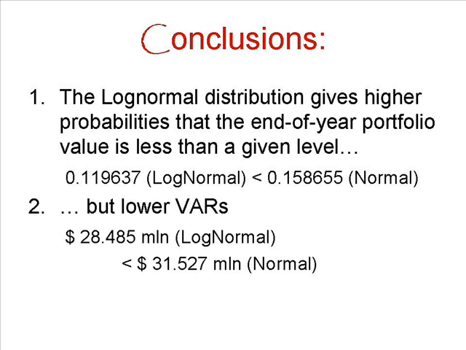I can draw two conclusions. The first one is that the log-normal distribution gives higher probabilities that the end-of-year portfolio value is less than a given level. And in fact, if you compare the two values, you can see that the value obtained under a log-normal distribution is lower. But also, I obtain lower value at risk, because again, if you compare the two values I obtain by using the log-normal distribution and the normal distribution, I obtain that the value at risk obtained by using the log-normal distribution is lower.